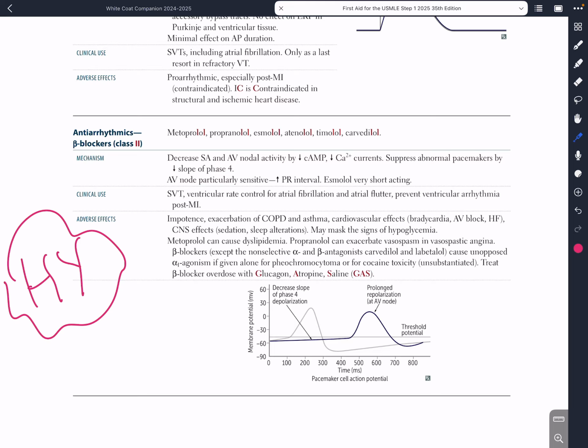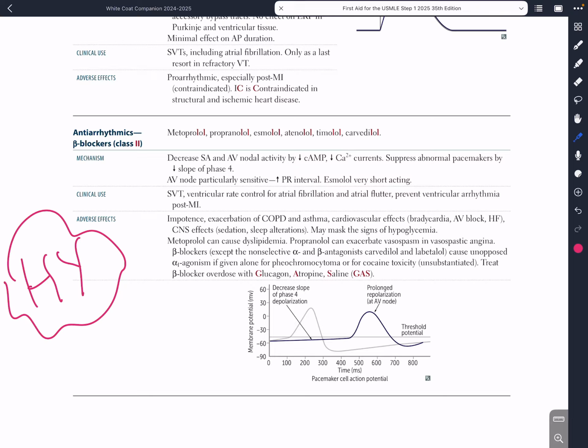Never ever give beta blocker to a cocaine intoxicated cocaine addict. Treat beta blocker overdose with glucagon, atropine, saline. So GAS is a mnemonic for beta blocker overdose. So you give glucagon, atropine, saline for beta blocker overdose.